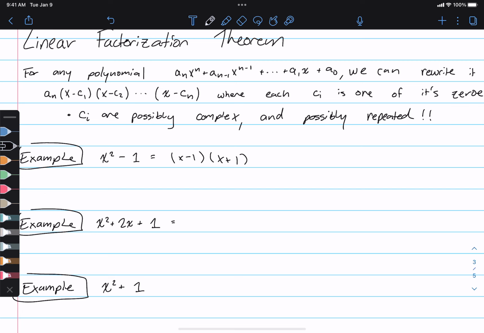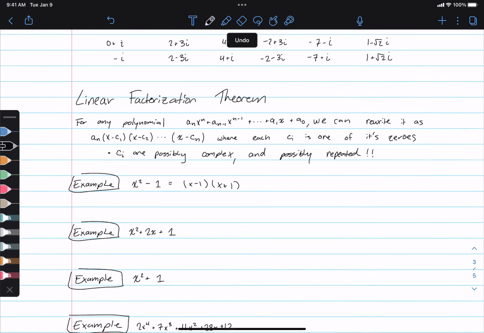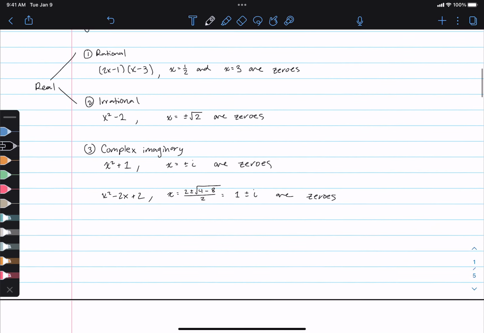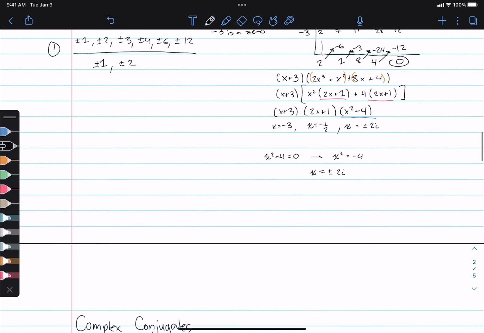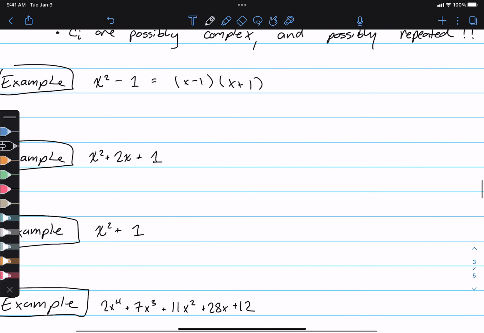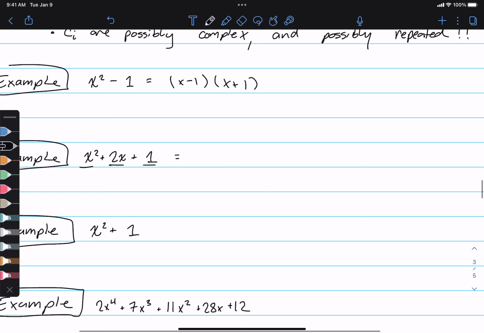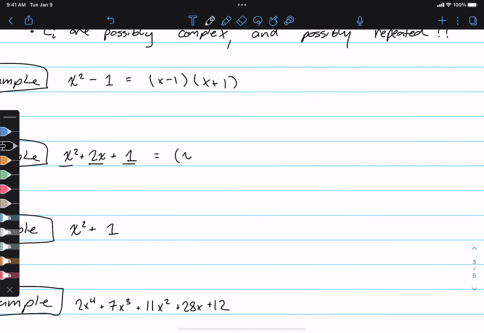Another example should be x squared plus 2x plus 1. And we did this one earlier here, so let's go up over here. We found that no. This is actually a perfect square, and I was wrong. So if we do the math here, we're going to see that 1 is a perfect square, x squared is a perfect square, and 2x is twice their product. So this is actually x plus 1 times x plus 1. So it's x plus 1 squared.